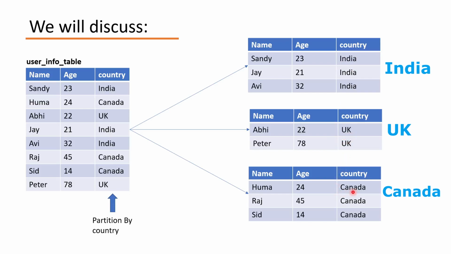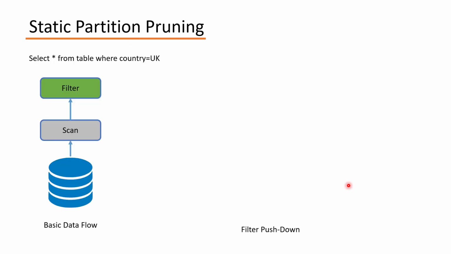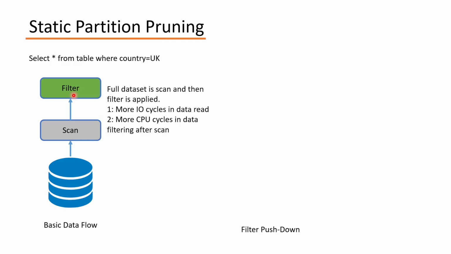Now, let's say I want to fire a query to get all the users whose country is UK. So, I can write select asterisk from user info table where country equals UK. In this case, when pruning is not enabled, Spark will read all the records from the data store and then apply a filter. In this scenario, Spark will read a large amount of records, which in turn involves more IO cycles and the performance of the job goes down.